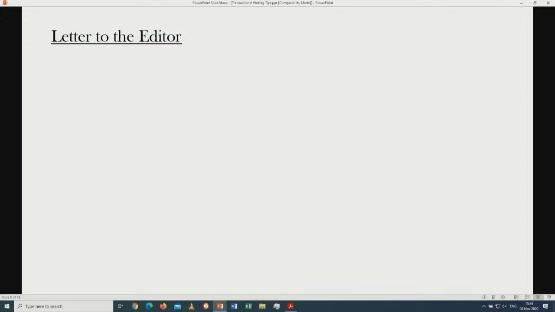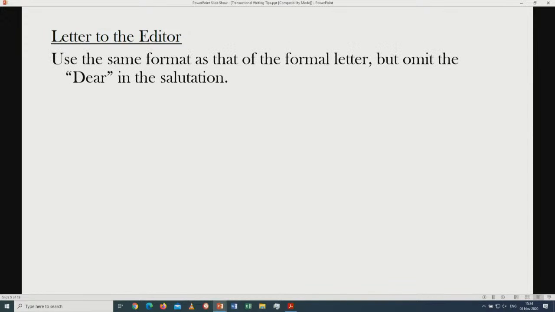Now, letter to the editor is just about identical in format to the formal letter. The only difference is you omit the dear in the salutation. You will simply say sir or madam. That's it. Terse, abrupt. Short as you can make it.